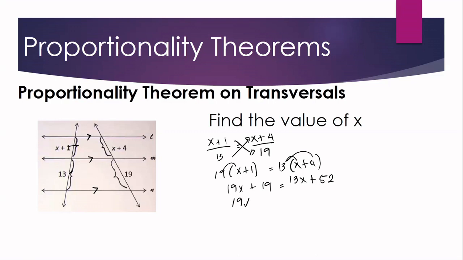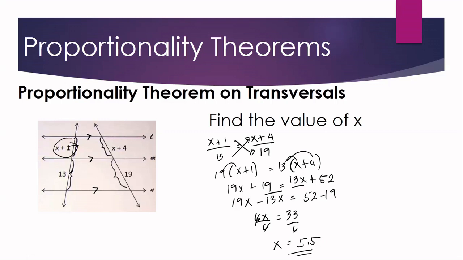Let us combine similar terms. So 19x minus 13x is equal to 52 minus 19. 19x minus 13x is 6x and 52 minus 19 is 33. We are going to divide both sides by 6. So the value of x is equal to 5.5. So, x is equal to 5.5.